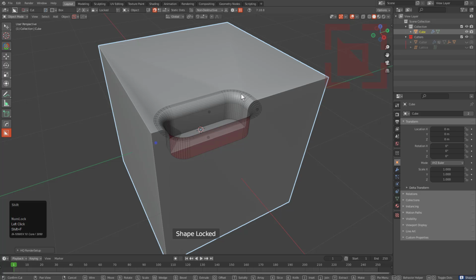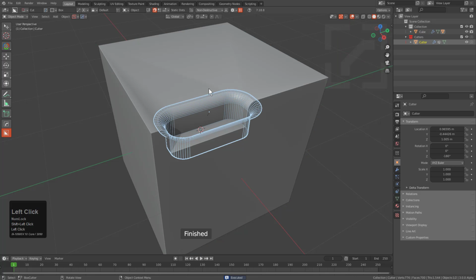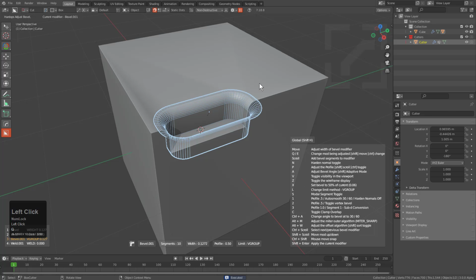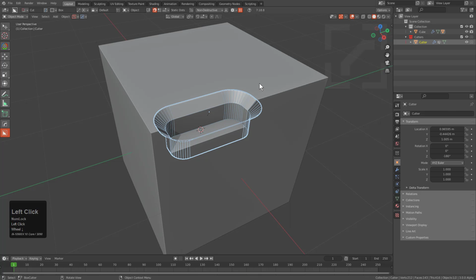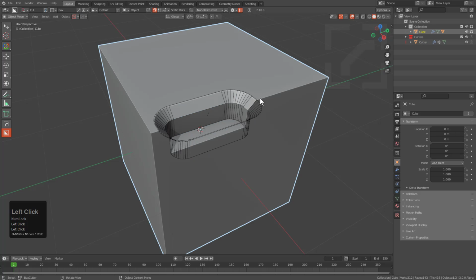Keep in mind that at this time, because of the lack of multi-bevel support in Boxcutter, you'll be shifting your shapes live and then adjusting your bevel using the HardOps modal more than likely.